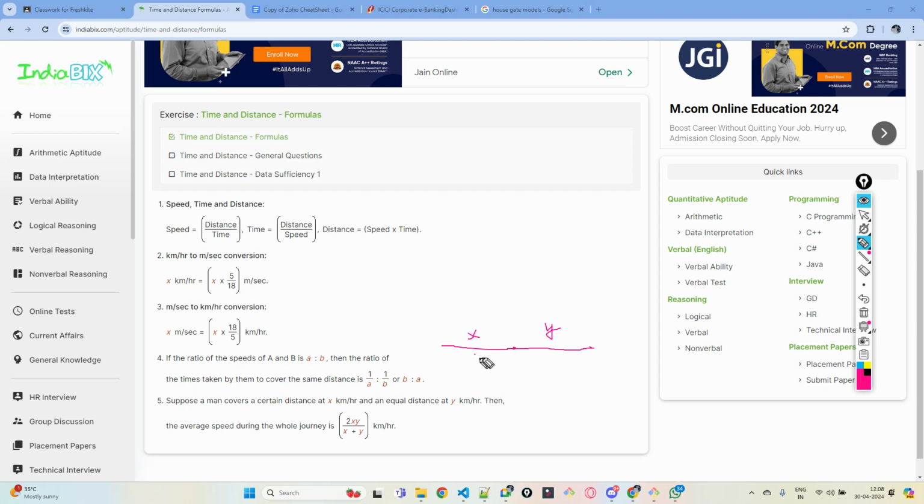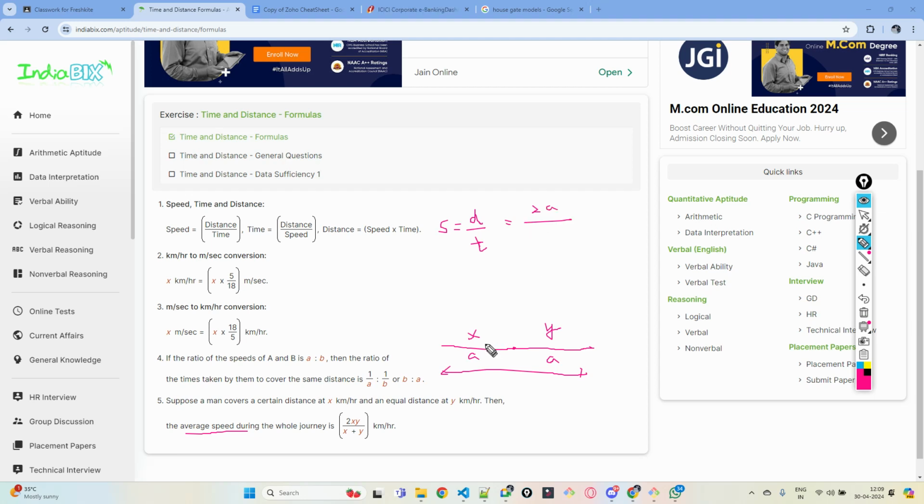Let's assume the distance is a, and this distance is also a, because it is an equal distance. Now what is the average speed? When you get this question, what they are asking is speed. Write down the formula for speed. Speed is distance by time taken. In this case, the total distance is what you have to calculate. They are asking us to find the average speed for the total distance. The total distance is a plus a, 2a.